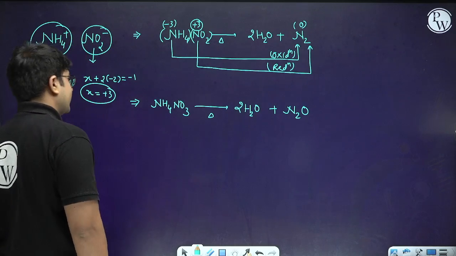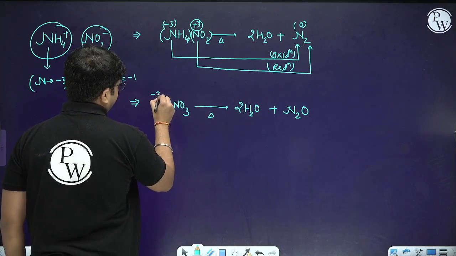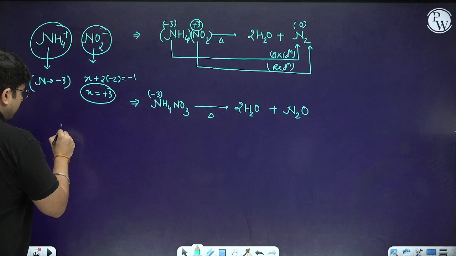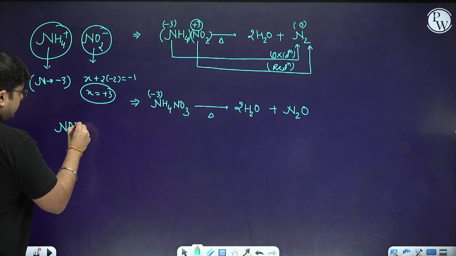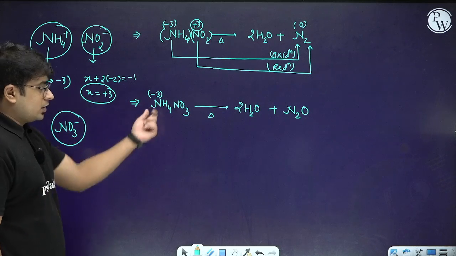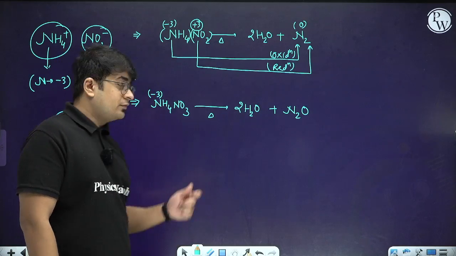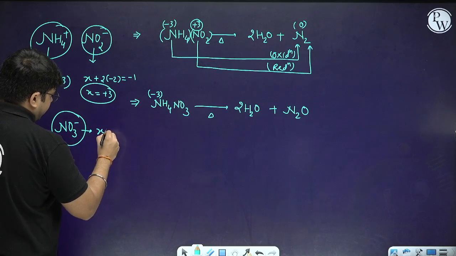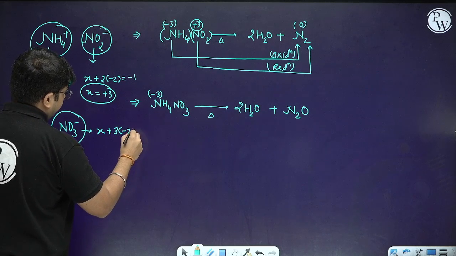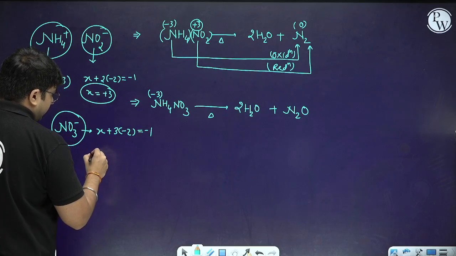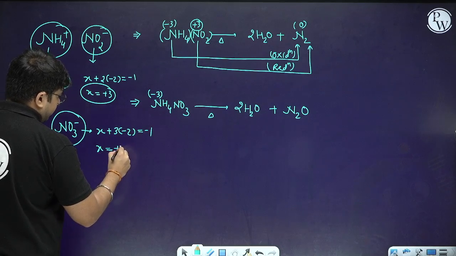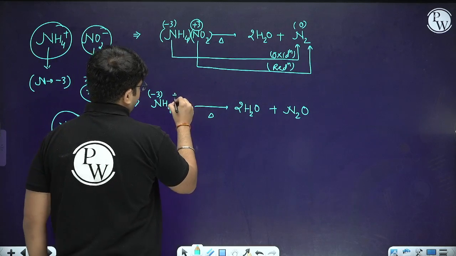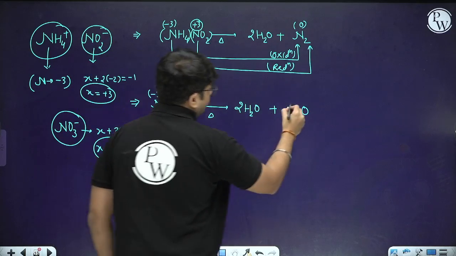Now the next part, again the ammonium ion is present in -3. Now what about NO3? In this case you have NO3 negative, basically because we have the ammonium ion which is NH4 positive, so that should be NO3 negative. Can we calculate in this particular case? Yes, X plus 3 multiplied by -2 will be equal to -1. So X will be +5 in this case. So nitrogen is present in +5 and both are converting.